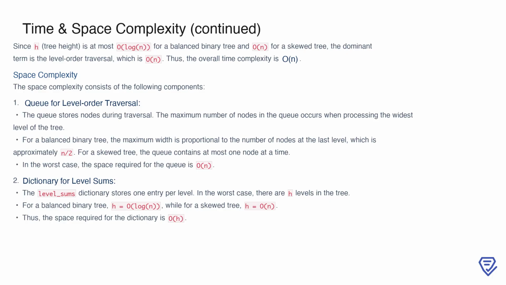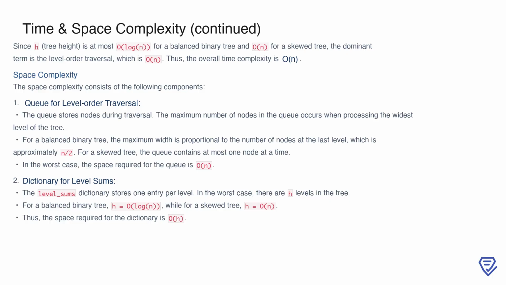Next, let's analyze the space complexity. The first component is the queue used for level order traversal. The queue holds nodes during the traversal, and its maximum size occurs at the widest level of the tree. For a balanced tree, the maximum width is roughly the number of nodes in the last level, which is approximately n/2. In a skewed tree, the queue holds at most one node at a time. Therefore, the space required for the queue in the worst case is O(n).